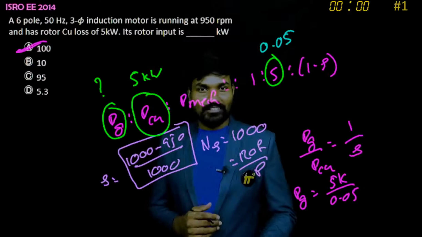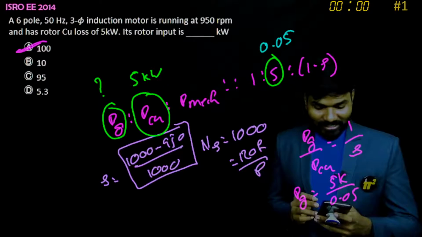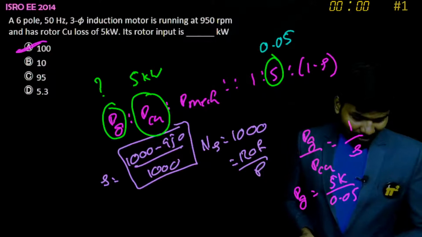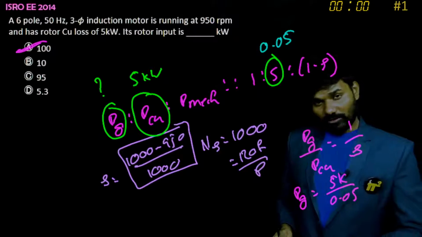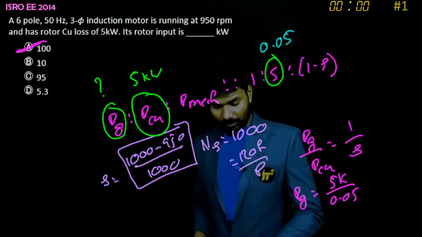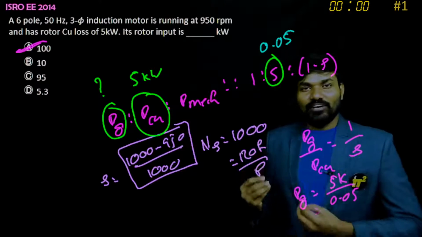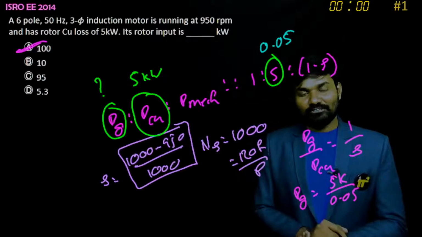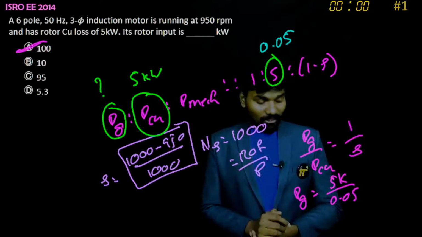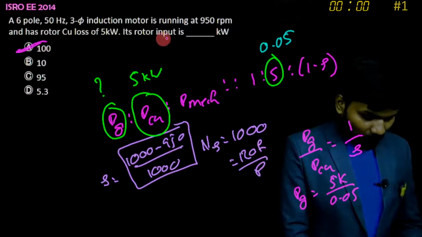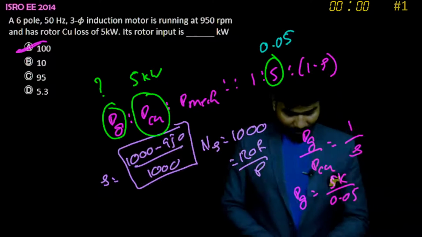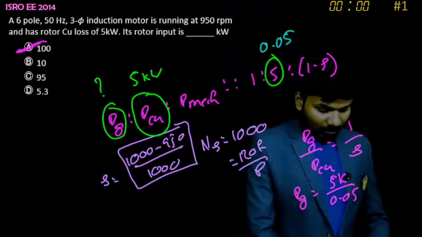Raju, I don't know how we got option C. It is 100 kilowatt. I think you must have given the mechanical power. Mechanical power developed is 95 kilowatts, but it is asked for the rotor input power, which is 100. I hope you got clarity.